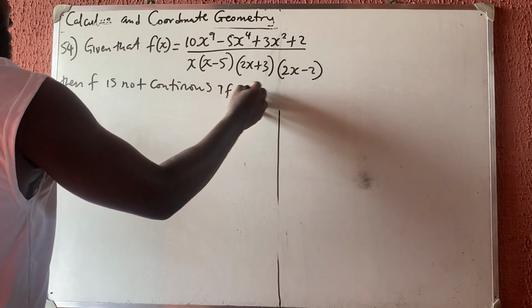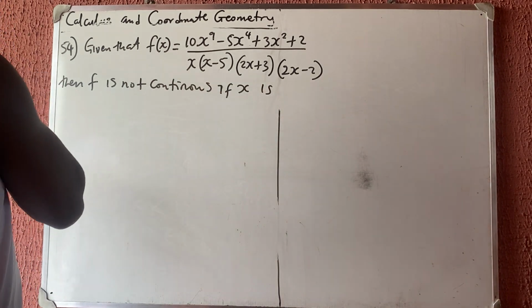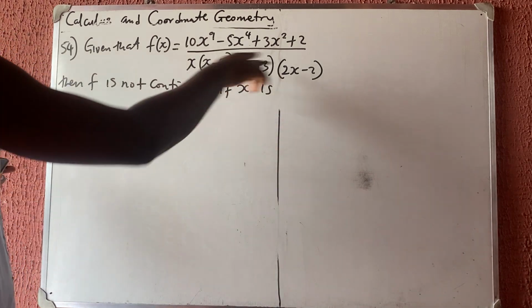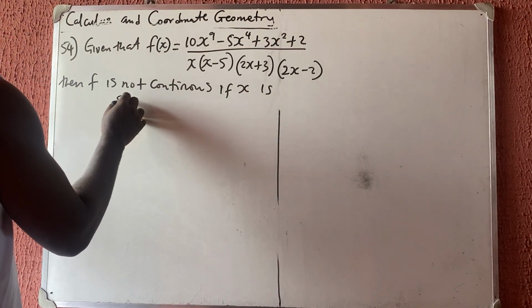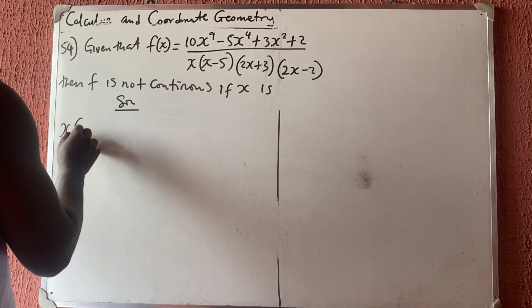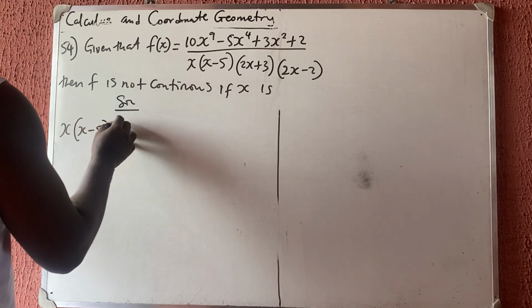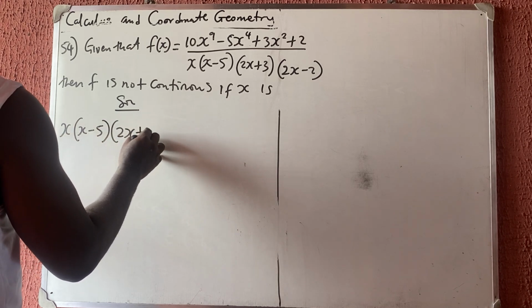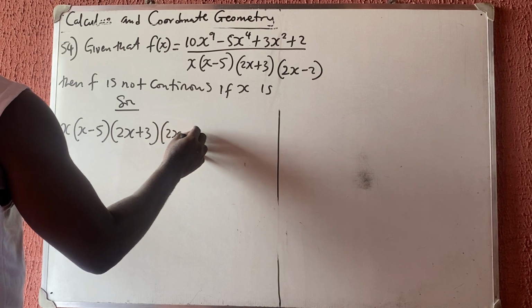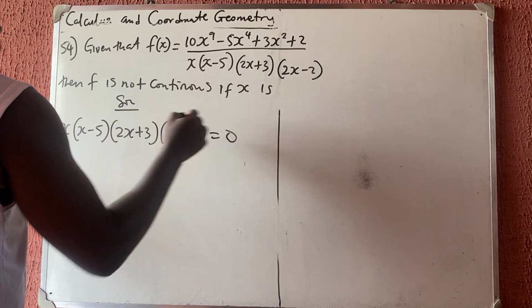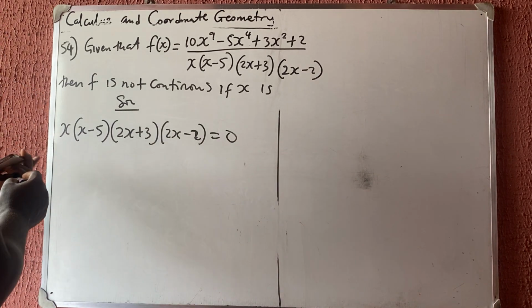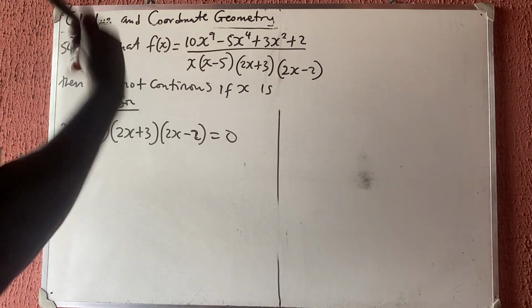if x is, now a function is not continuous if the denominator is equal to 0. So we just say that this denominator, x in bracket of x minus 5 in bracket of 2x plus 3 in bracket of 2x minus 2, is equal to 0. So whenever the denominator is equal to 0, then the function is not continuous.